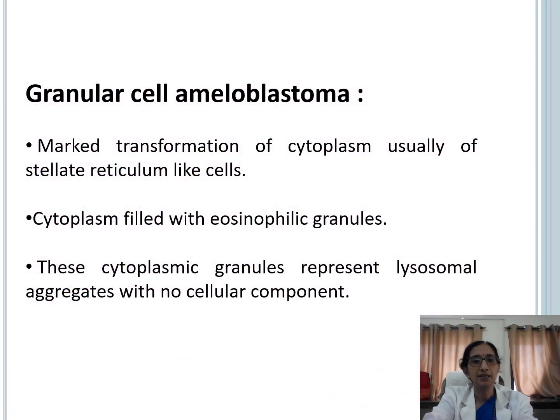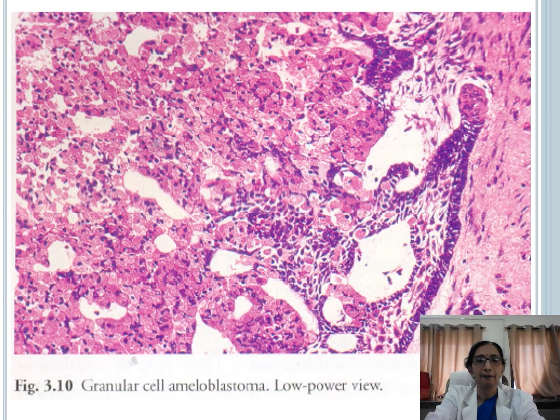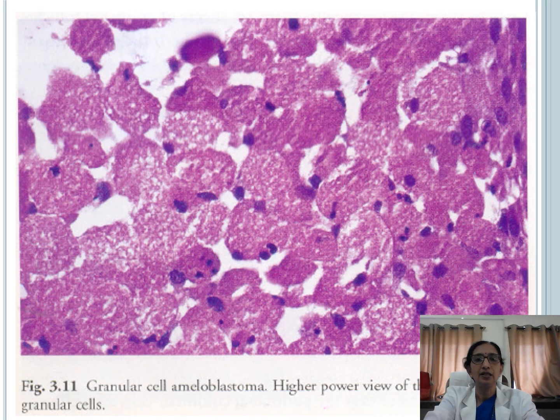Now the next type is the granular cell type of ameloblastoma. Here there is a marked transformation of the cytoplasm of stellate reticulum-like cells. The cytoplasm is filled with eosinophilic granules, and these granules are lysosomal aggregates. Now see, this is the follicle, which is lined by tall columnar cells, and these are the centrally placed cells where you can see the eosinophilic granules. Here the granules are clearly seen, and this is the nucleus. This is the most aggressive type of ameloblastoma.